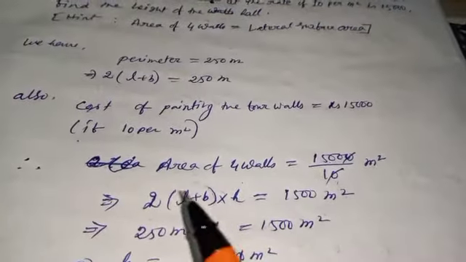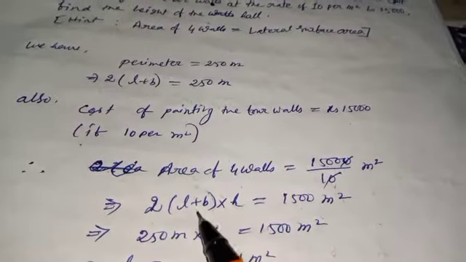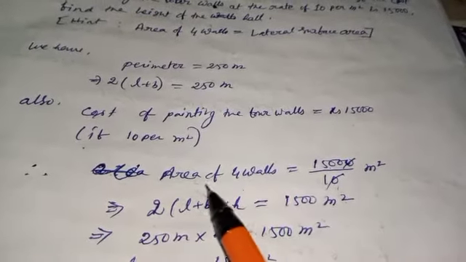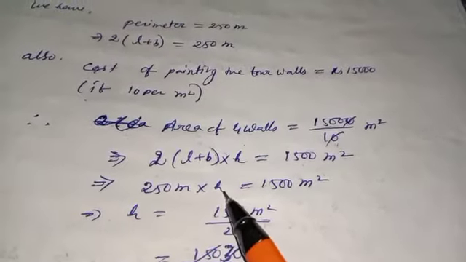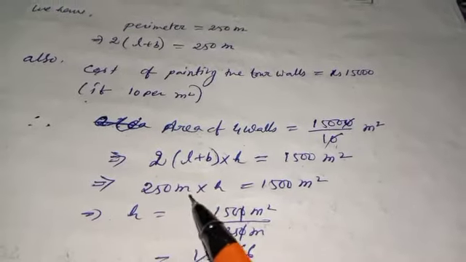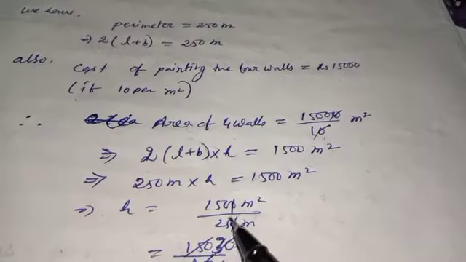Now, area of 4 walls, what is the formula? 2(L plus B) into H. And the value of 2(L plus B) is what? This is the perimeter, 2(L plus B). How much? 250 meter. So put the values here, 250 meter into H. So H equal to, if it tends per 250 on the right hand side, 1500 by 250.